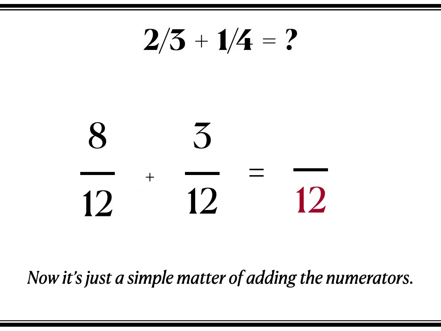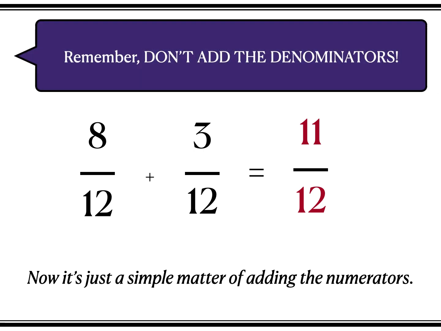So it's just a simple matter of adding the numerators. 8 over 12 plus 3 over 12 gets us what over 12? 11 over 12. Now, important note, don't add the denominators together. If you do, you'll end up with 11 over 24, and that's a smaller number. So you will have added and yet wound up with a smaller number, which is very, very incorrect. So only add the numerators.